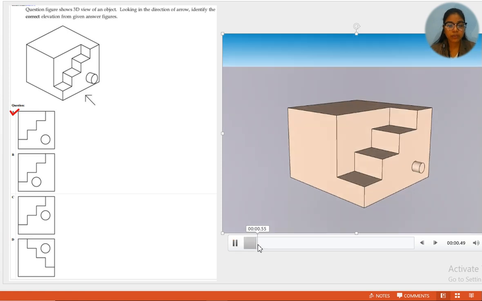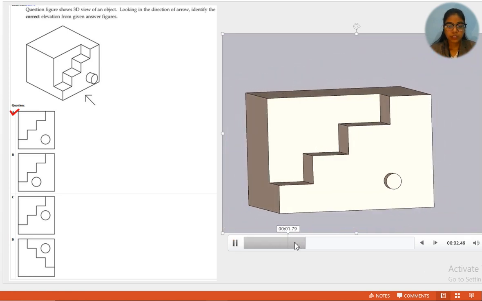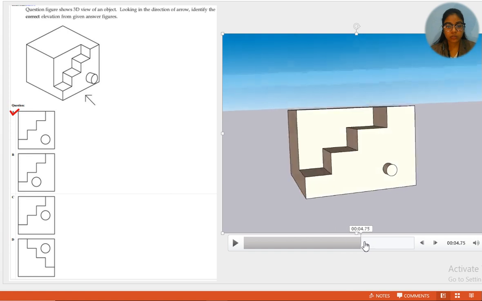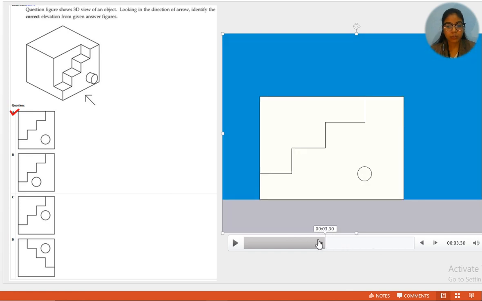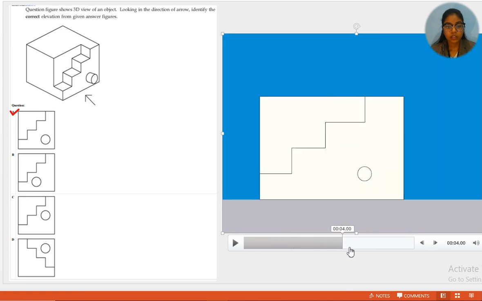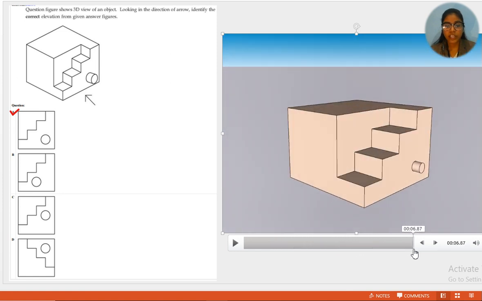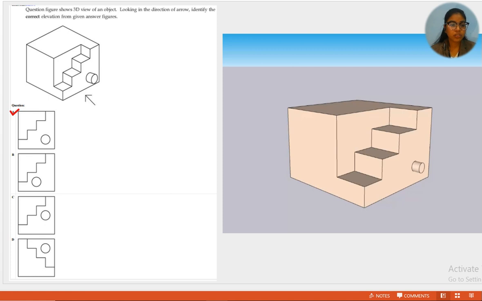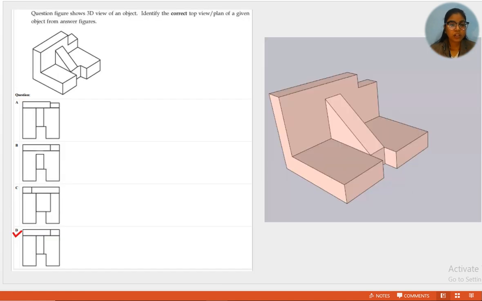Now look at the video. See, the circle is forming on your right hand side, bottom right hand side. So this is your correct elevation of the 3D figure given to you. So option A is your correct answer. Now moving on to the next question.